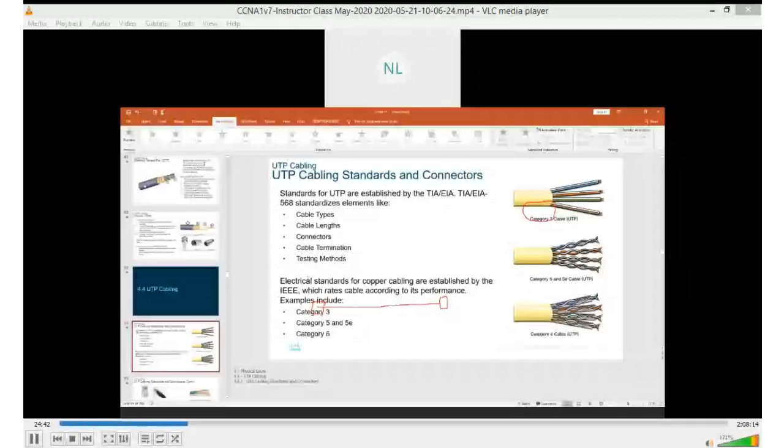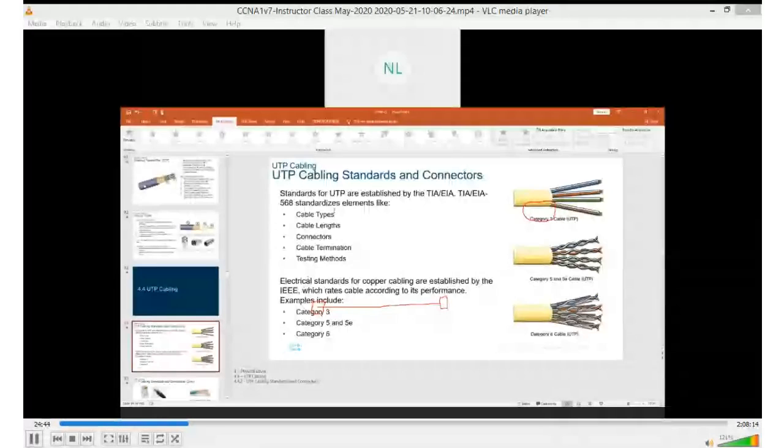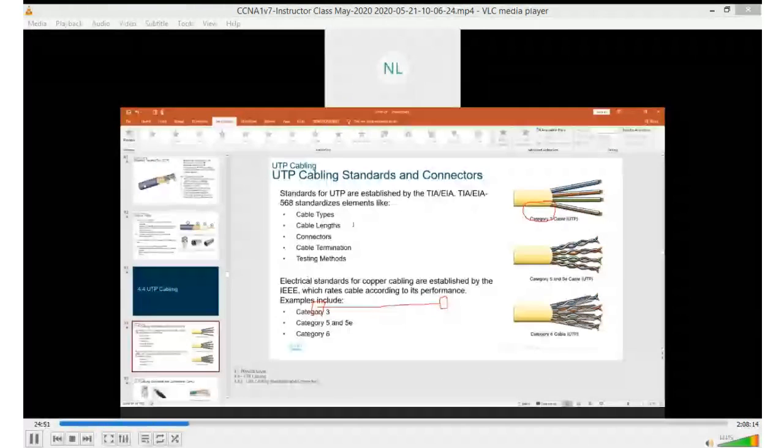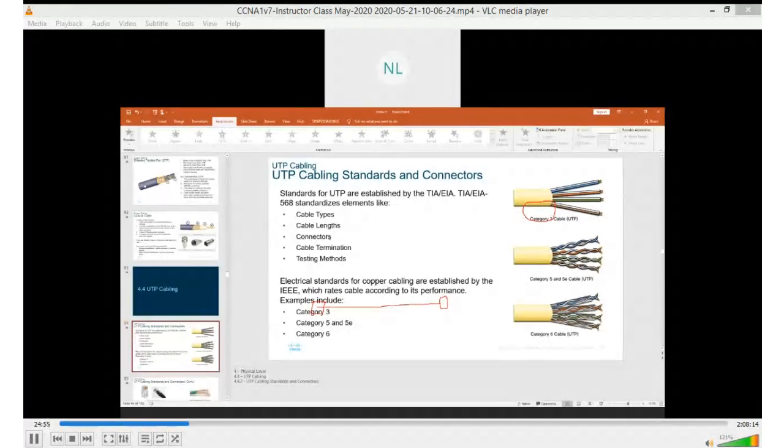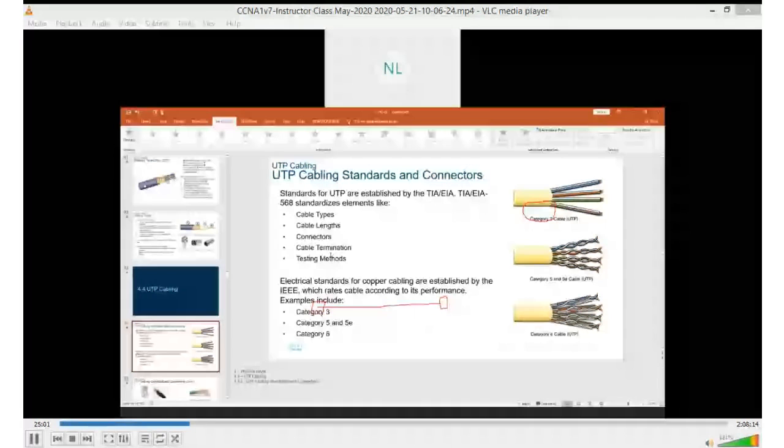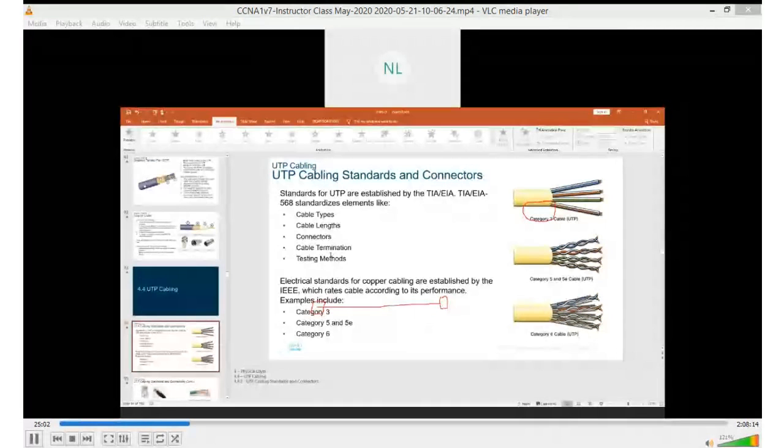the Telecommunication Industry Association and the Electronic Industry Association. The kind of standard they implement is like saying what is going to be the type of the cable, the length, is it 100 feet, 50 feet, 200 feet? What kind of connectors the cable should have, for example, RJ45. How can you terminate the cable, which means how can you plug the cable into the termination, and the testing methods to test from the source to the destination.